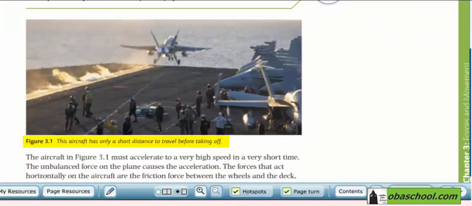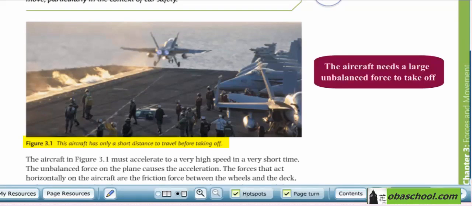For instance, the aircraft in the picture has only a short distance to travel before taking off. The aircraft needs a large, unbalanced force to take off. The forces acting on it are the thrust force, applied by the engine to be able to move forward. Also, we have two forces opposing the movement of the aircraft, which are the air resistance and friction. Here the thrust should be larger than the friction force and the air resistance to be able to move.